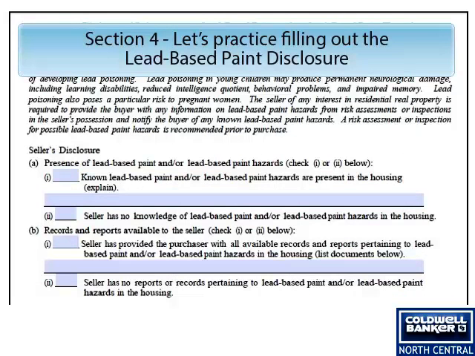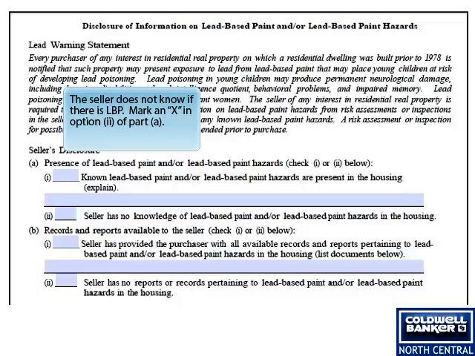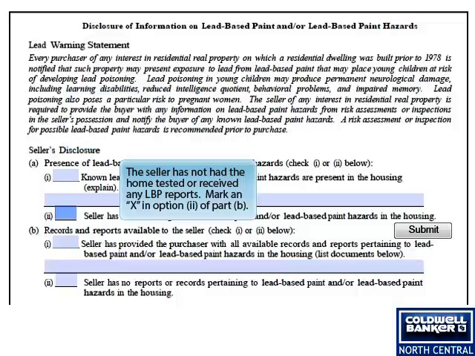Now that you have a better understanding of the lead-based paint disclosure, let's practice filling it out. The seller does not know if there is lead-based paint. Mark an X in option 2 of Part A. The seller has not had the home tested or received any lead-based paint reports. Mark an X in option 2 of Part B.